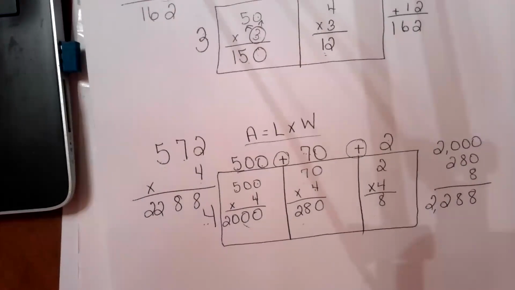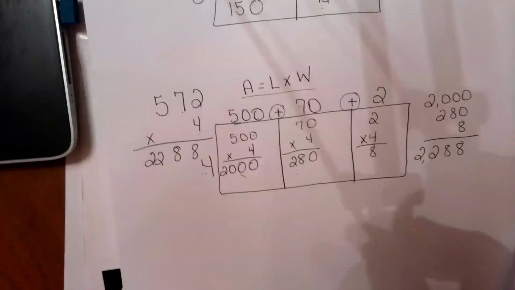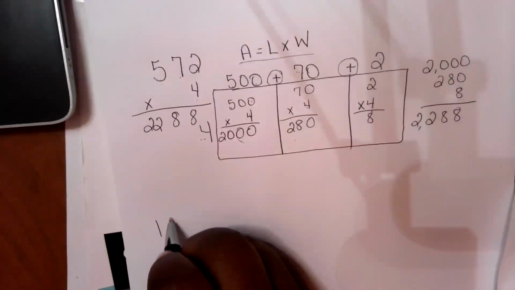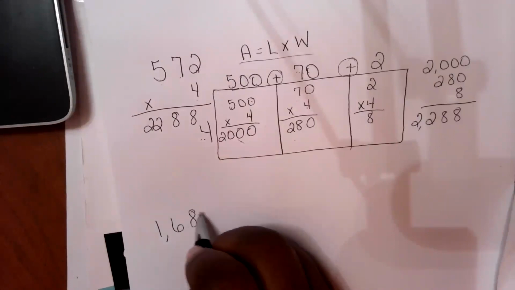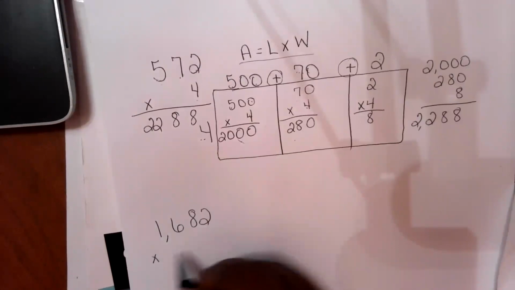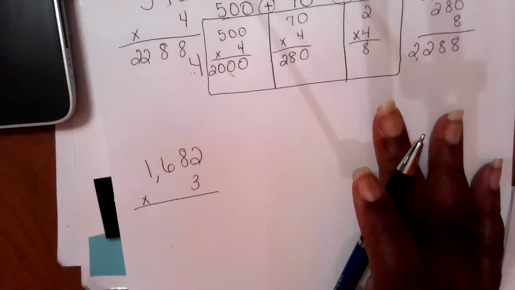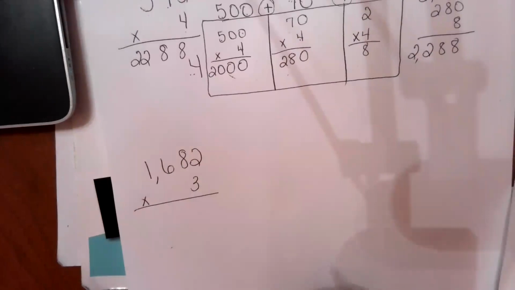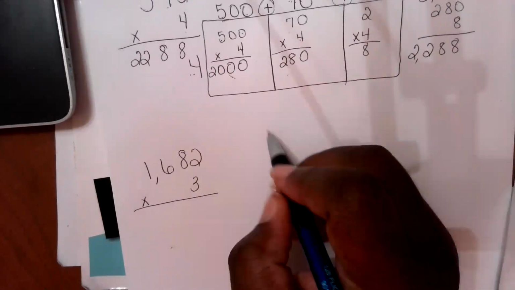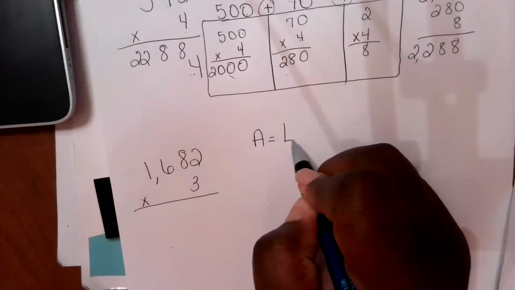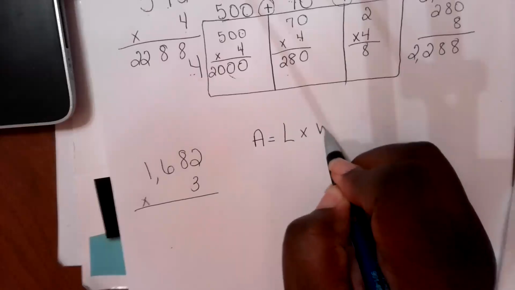All right, let's try one more because we have to be able to do a 3-digit number. So let's do 1,682 times 3. And I'm using smaller numbers because right now it's more about getting the process down than your multiplication factor. Okay, so again, I always write my area formula. Area equals length times width.